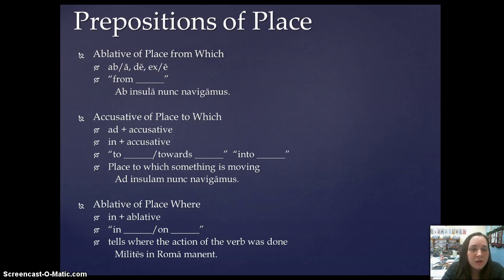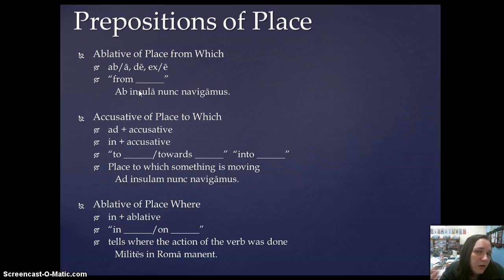So just a review from yesterday, the ablative of place from which uses ab, a, or de, or ex as its prepositions. It translates from, generally, and it tells you from where something is coming, right? In the example, ab insula nunc navigamus, we sail now from the island, okay? So from where? From the island. Ablative of place from which.